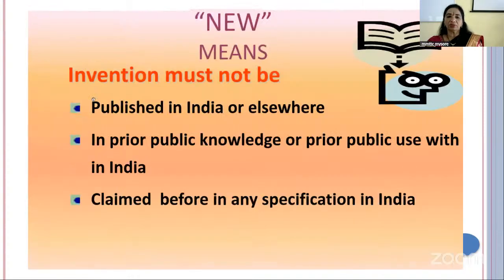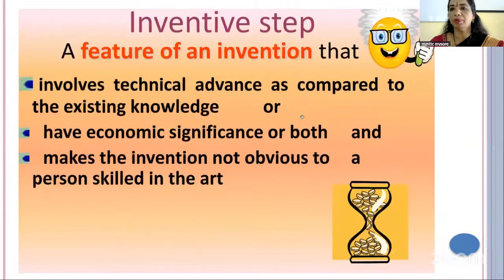Okay. So what do you mean by new invention? A new invention must not be published in India or elsewhere before patenting. You cannot publish it. When you file for the patent, if your patent is filed, not yet granted, then only can you go for the publication. There should be no prior public knowledge or prior public use within India, or claims before in any specification in India. Otherwise, if you have done all these things, it cannot be patented.